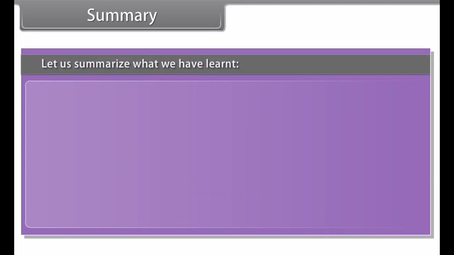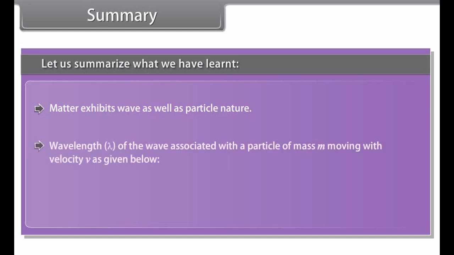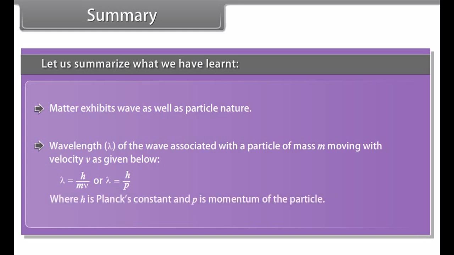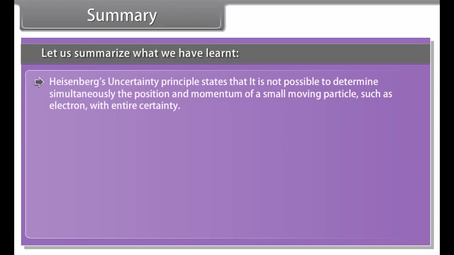Summary. Let us summarize what we have learned. Matter exhibits wave as well as particle nature. The wavelength of the wave associated with a particle of mass m moving with velocity v is given below, where h is Planck's constant and p is the momentum of the particle. Heisenberg's uncertainty principle states that it is not possible to determine simultaneously the position and momentum of a small moving particle, such as an electron, with entire certainty.